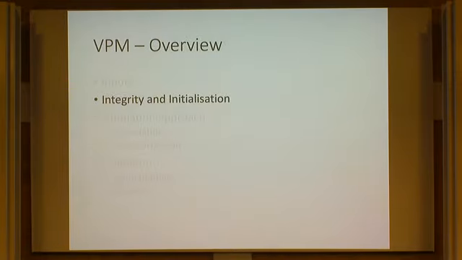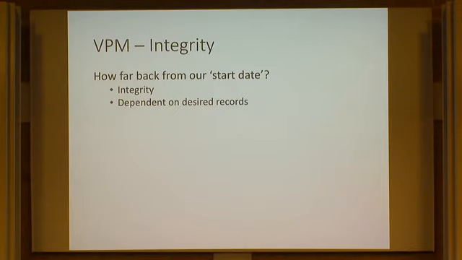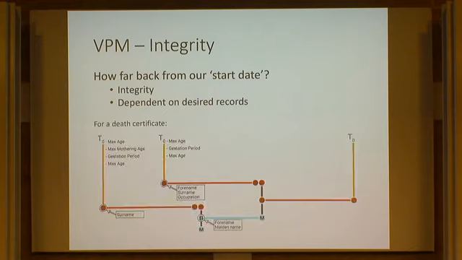Okay, so when we're initialising the model, we are given a start date by the user, but when we're given a start date, we have this idea of population integrity. So this effectively is, given the output format, how far back in time do we need to go to get all the data that pertains to somebody born at the start date? So this is dependent on whatever desired record output format we're using.